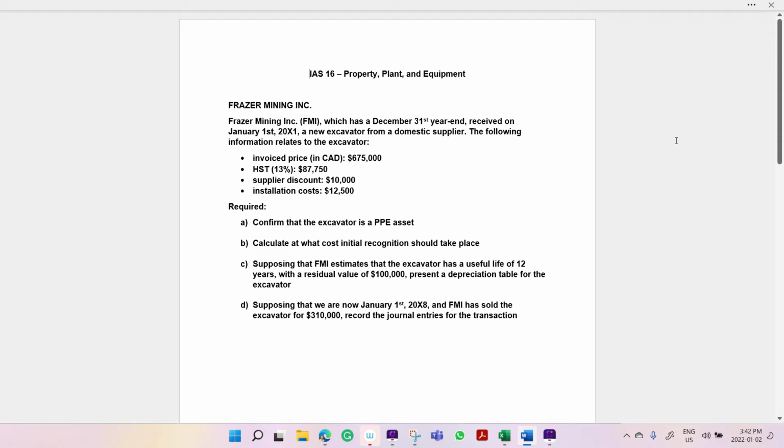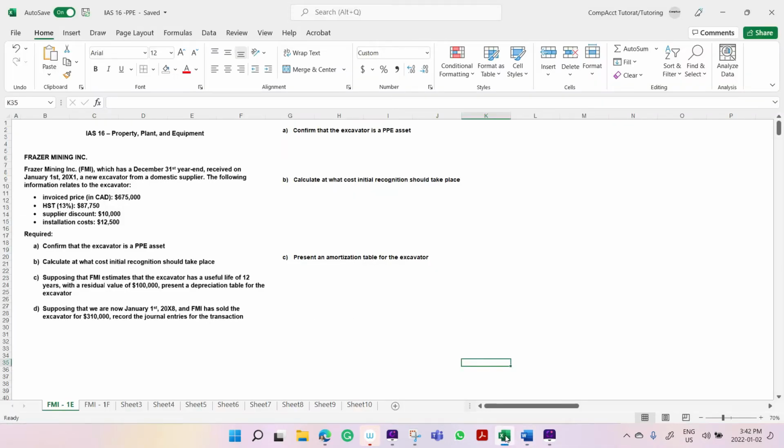So here it takes us basically through the 5 points that we presented in the slides for IAS 16. So a pretty good problem here. What I will do now is hop into Excel and break down the problem using an Excel document. So here we are in Excel.